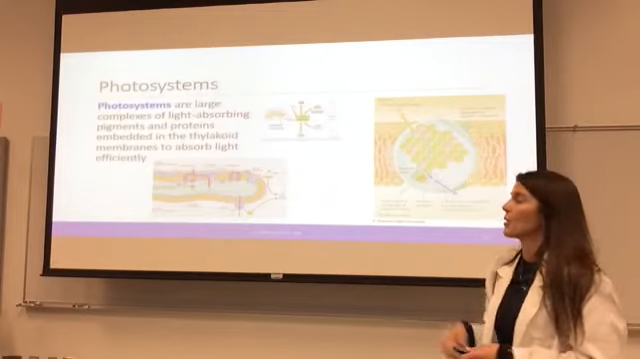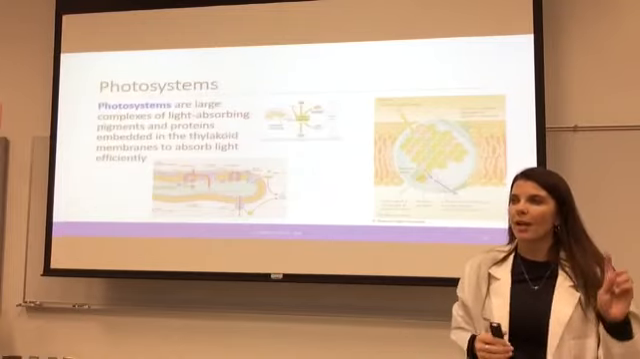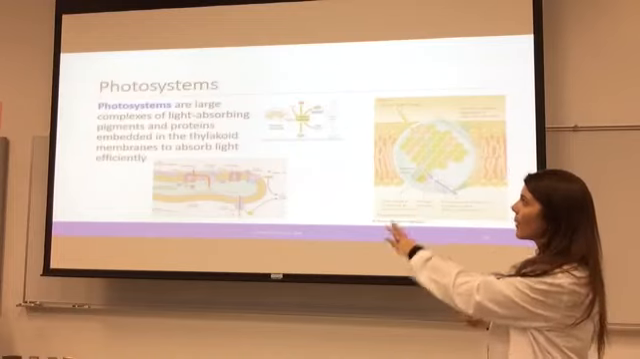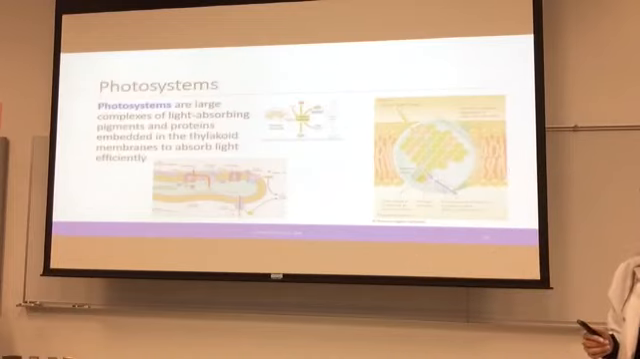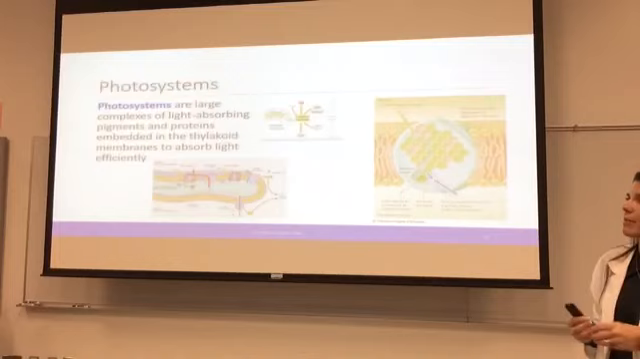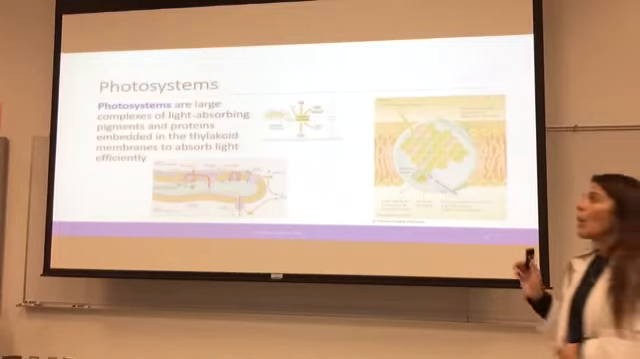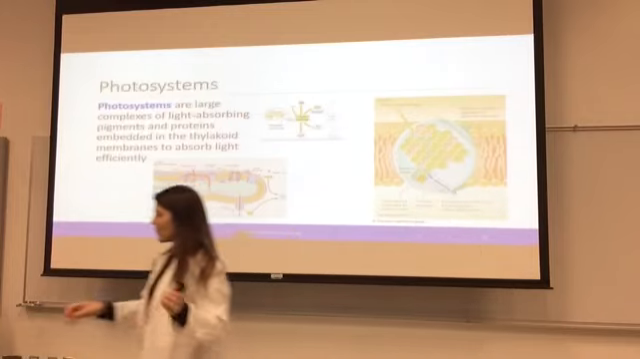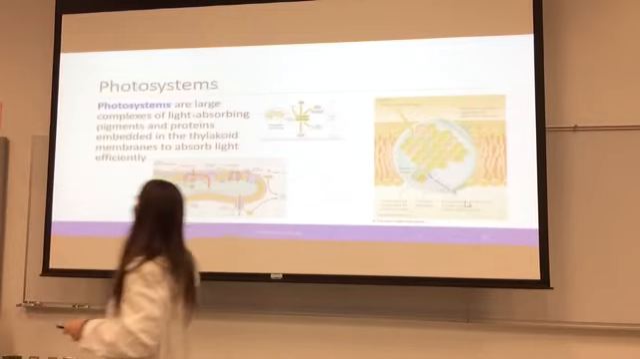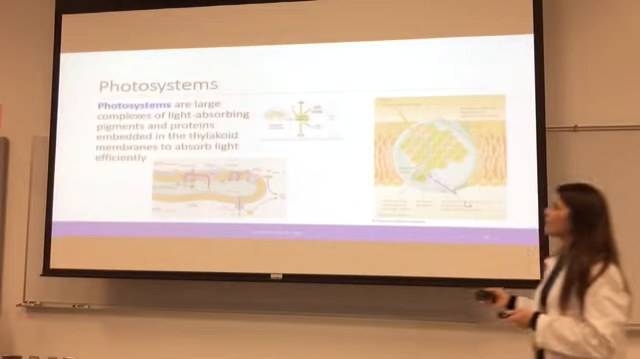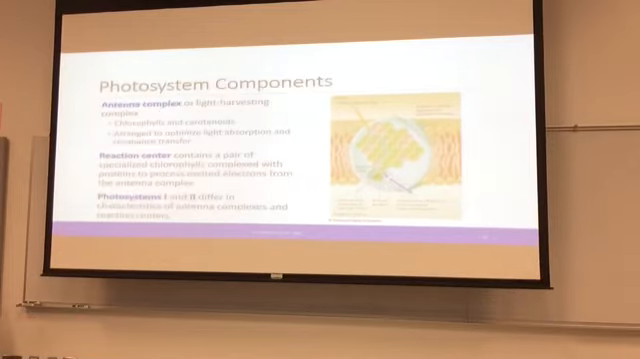But the purpose of a photosystem: these are large complexes of light-absorbing pigments and proteins. So what's their whole purpose? To absorb light. That's their whole purpose. We're going to talk about these two steps, and the first step is literally to take photons and turn them into ATP. We need the photosystems to do that.